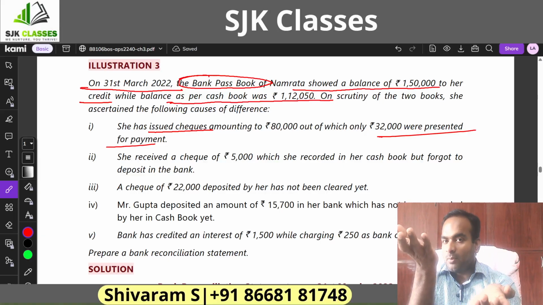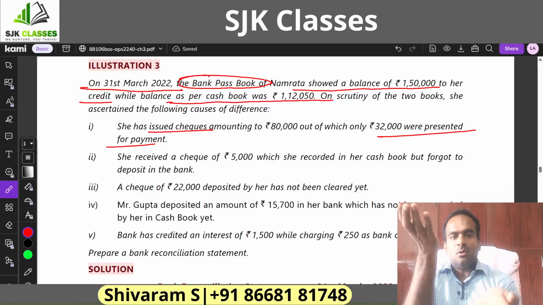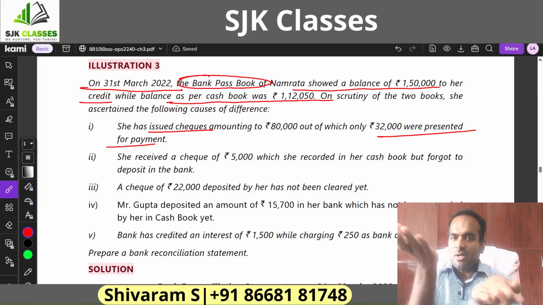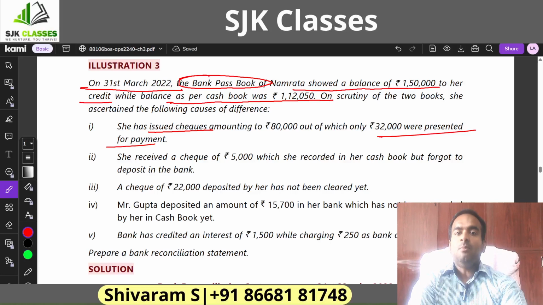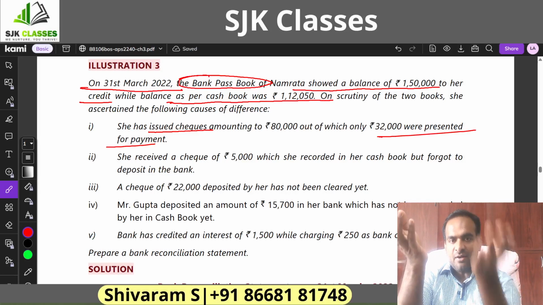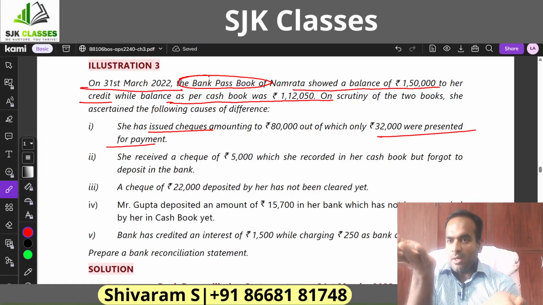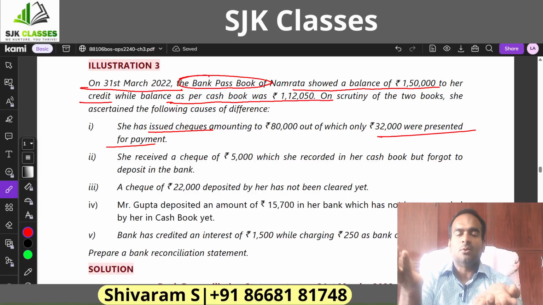I want you to make the hand movement parallelly. Without that, you won't get this point. Left hand cash book goes down by 80,000, passbook goes down by 32,000 only. Now there's a mismatch. You have to plus or minus your left hand. What should you do? You must increase your left hand. It's a case of addition. How much will you add? The difference between 80 and 32. First, for 80 the left hand drops, the right hand drops by 32. The mismatch for the balance is 48,000, so you should go for a BRS adjustment for this 48,000.